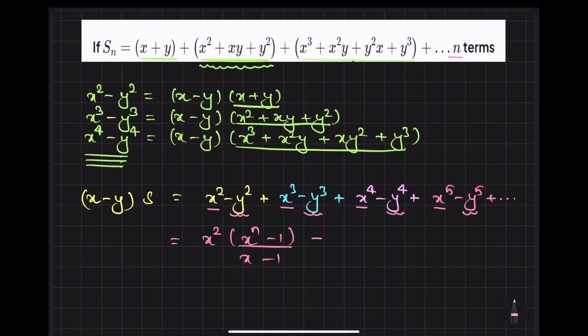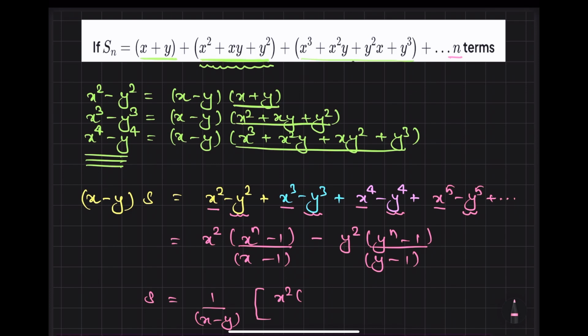Now we'll take minus common from the y's and again apply the same formula, so a r to the power n minus 1 by r minus 1. Things are done. So the required value of S becomes 1 by x minus y, and then we have x square times x power n minus 1 by x minus 1, minus y square times y power n minus 1 by y minus 1.